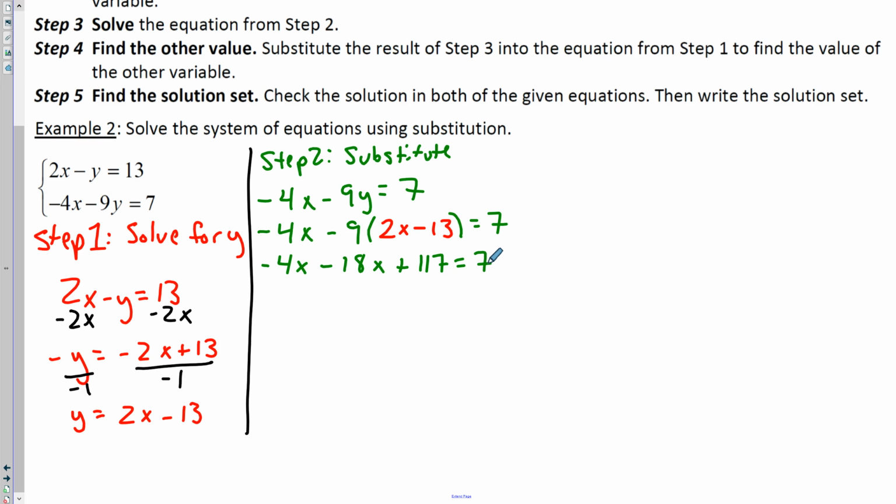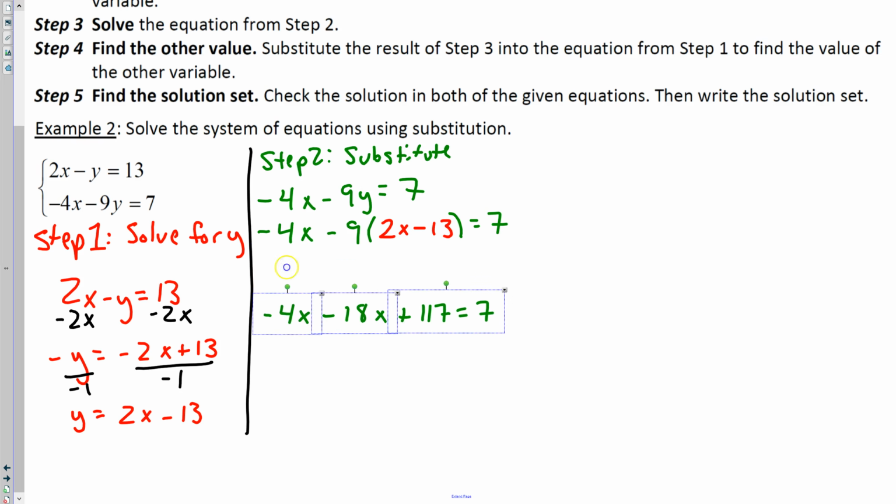So actually, I kind of already started on step 3. So I'll actually put this last step I did as step 3 here. And that's very common when you get used to doing this process. You already know what's coming next, and you can automatically shift to it. So step 3 is to solve. So I've already started solving for the variable that we substituted in.